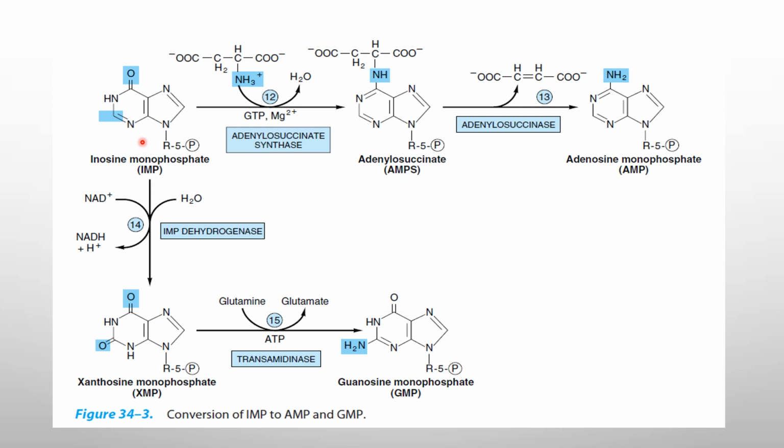Here is the summary of all these three slides. Here this is inosine monophosphate. It is converted to adenosine monophosphate, and similarly inosine monophosphate is converted to guanosine monophosphate. This is all about the biosynthesis of purine nucleotides. In the next video, we will see about the regulation.